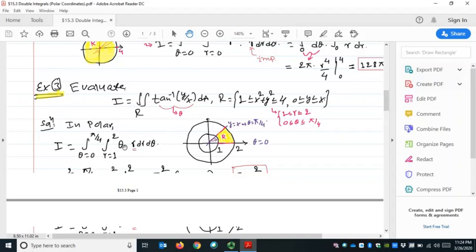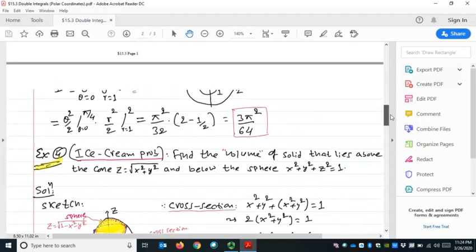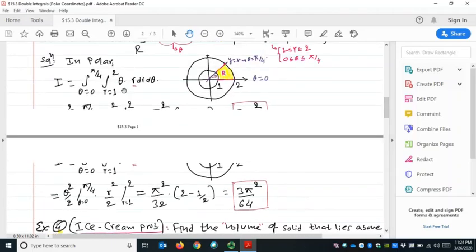Great. So then again here let's separate the theta integral and r integral. Let me scroll down. So the theta integral becomes theta squared over 2, with theta limits 0 to pi over 4. Then for the r integral, integration of r becomes r squared over 2, with r limits 1 to 2. Then put theta equals pi over 4 and r equals 2 and 1, and simplify. Our final answer will be 3 pi squared over 64.